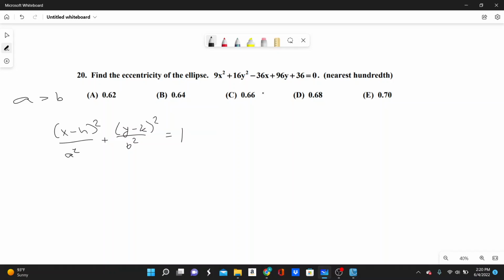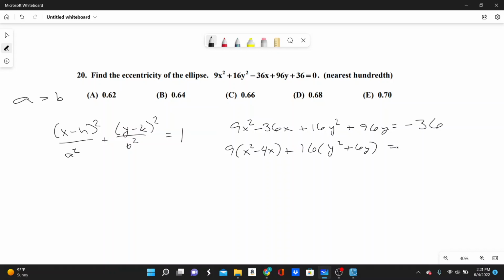So the first thing you have to do is separate out your x's and y's. I'm going to rewrite this equation such that the x's are together and the y's are together, and then I'm just going to move the 36 over to the right-hand side. So what I can do then is take these x's and factor out a 9, and then take the y's and factor out a 16. And this still all equals negative 36.